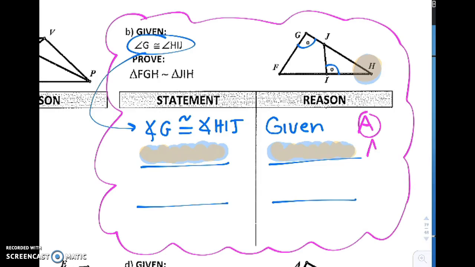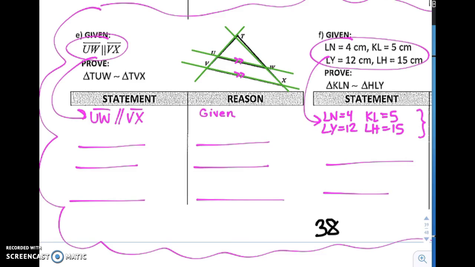Now you have angle. So the proved line down here, triangle FGH is congruent to triangle JIH because of the angle there. That one is done.